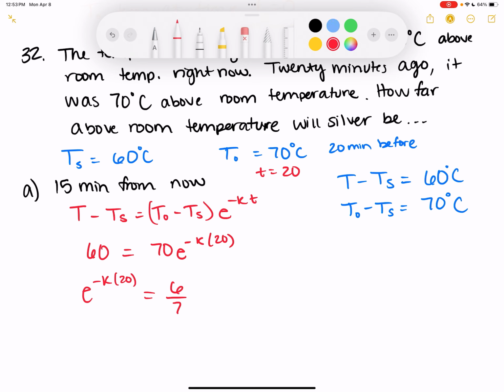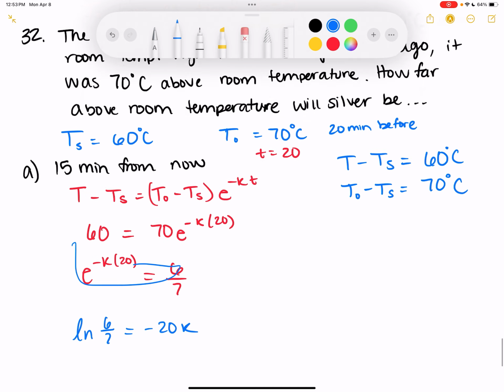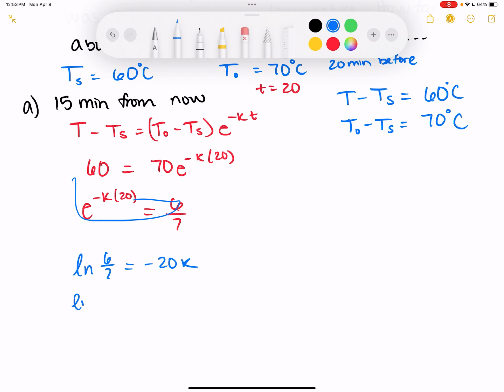So then I take the natural log. ln of 6 over 7 is equal to negative 20 times k. So then the ln of 6 over 7 divided by negative 20 is equal to k. I'll type that in really fast. And so this ends up being 0.0077.